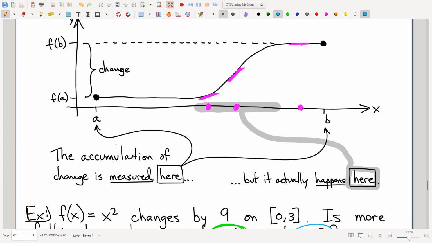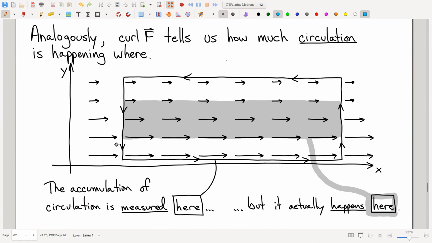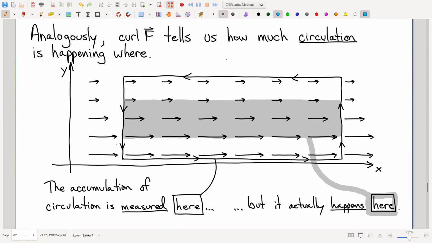Okay. So I claim that what's nice about this is that this is kind of a roadmap to how to make sense out of curl and how to make sense out of divergence. They too are telling you how much of the corresponding quantities are actually happening near a given point. It's just that it's harder to see when you're talking about something like this.